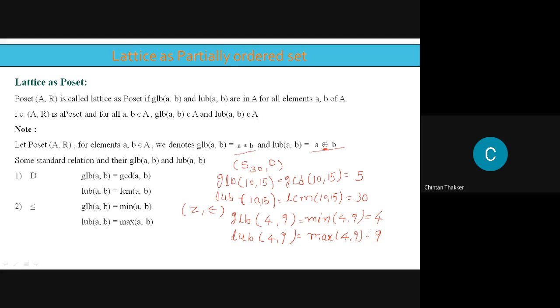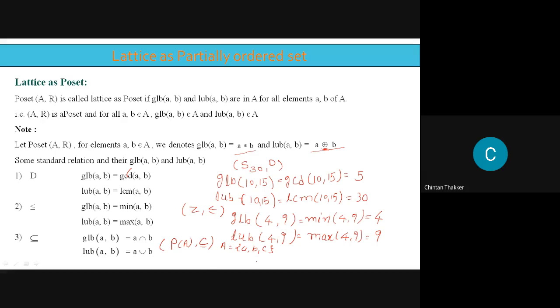Then the third relation is the subset relation. For subset, we have GLB as the intersection and LUB as the union. Suppose P of A with the subset relation is given, where A is {A, B, C}.